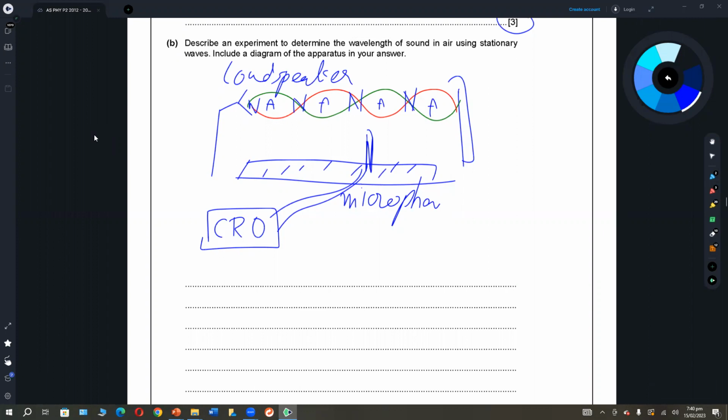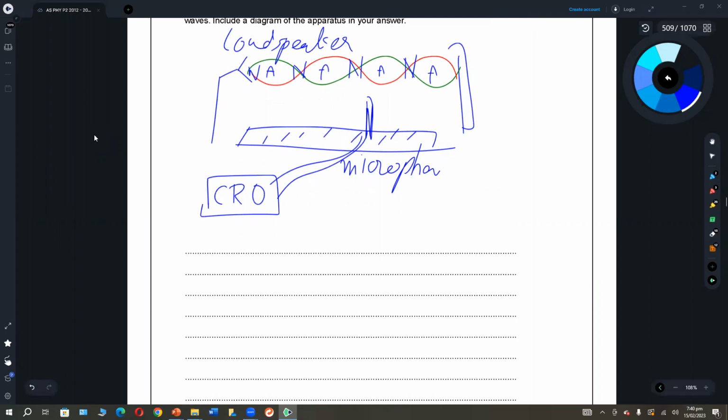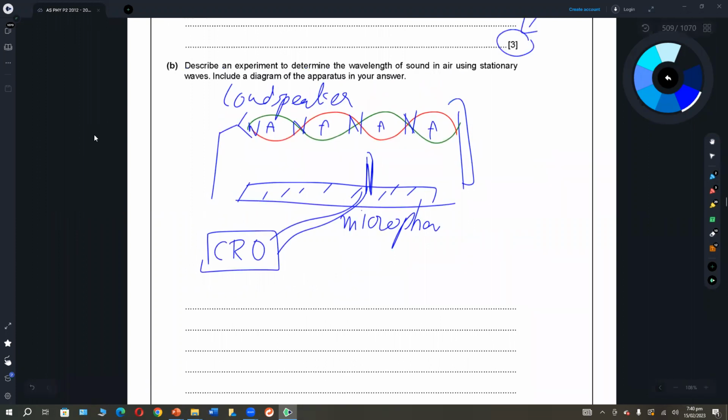Have you copied it? I have copied it. I have shared the wavelength table with you again. And now what was the method? Do you remember that we have to move the microphone, and we have to locate the position of node and antinode? How can we locate the position of node and antinode using the CRO?